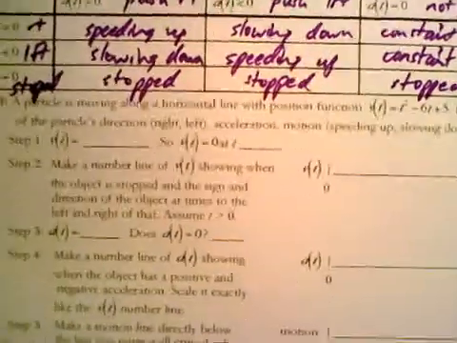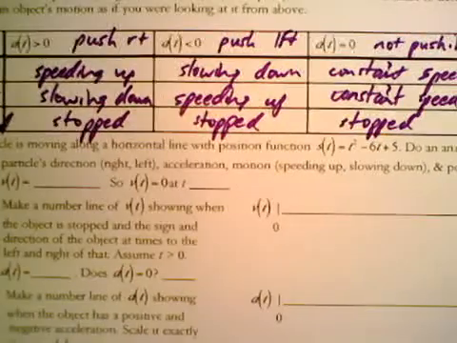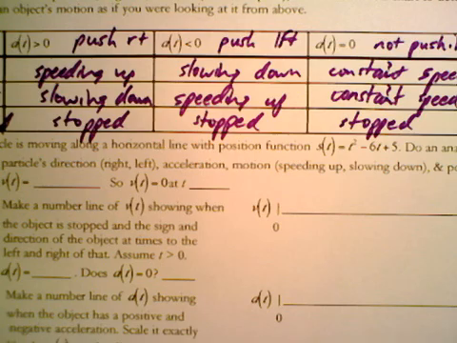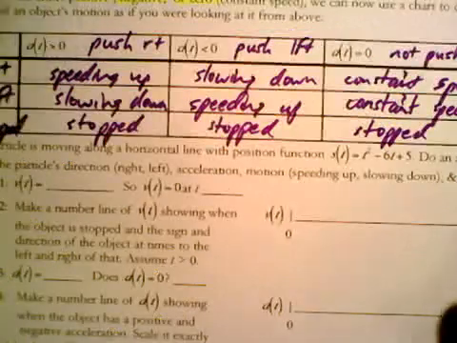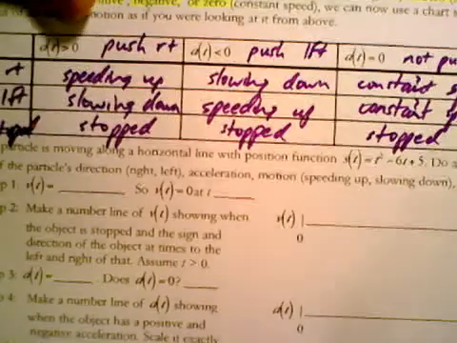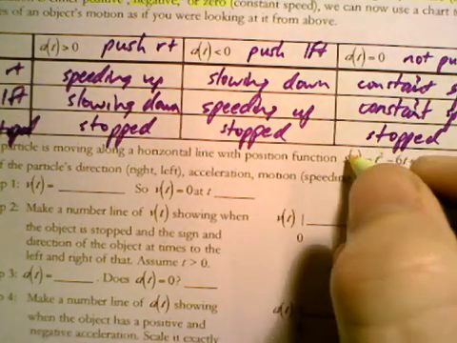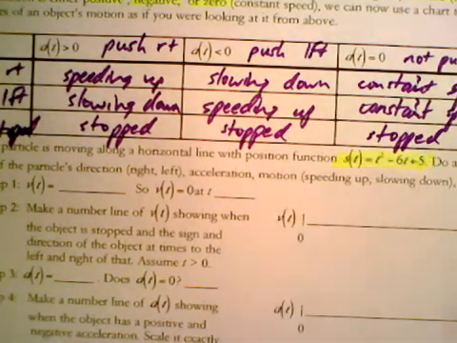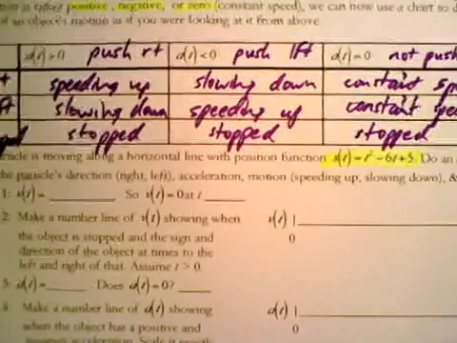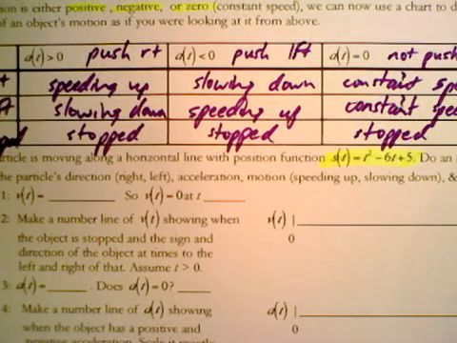For example 3, let me try to squeeze that in here. I won't go beyond my 15 minutes. I've got 3 minutes left. Let's see what we've got. We've got a particle moving along a horizontal line with a position function given to us like the ones before, and we're to do an analysis of the particle's direction, acceleration, and motion.